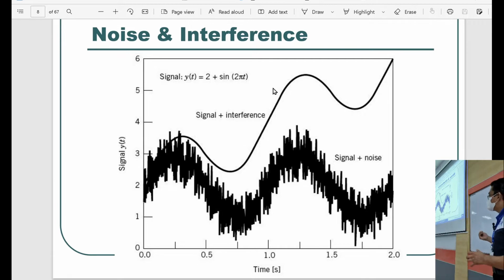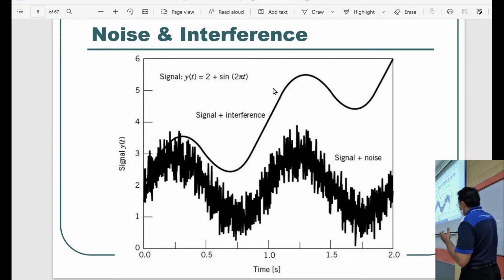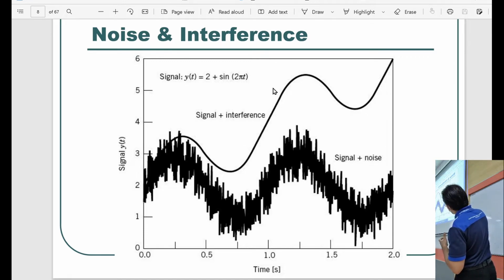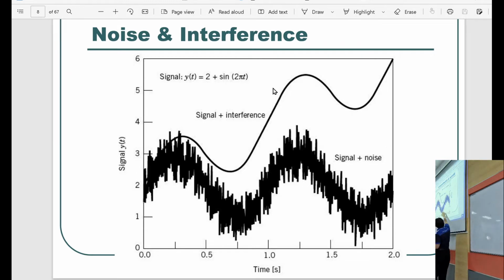This one is, for me, the best explanation of the difference between noise and interference. You can see the signal: you get signal plus noise, where the original signal is just 2 plus sine 2 omega t.